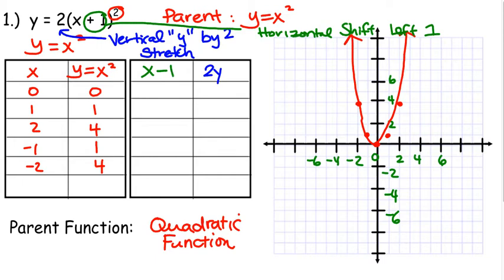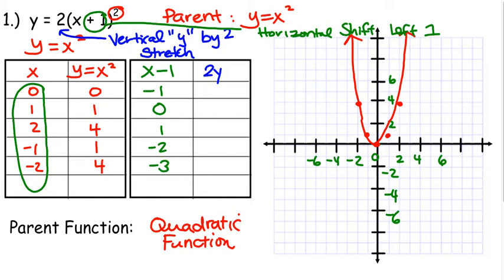All right, so now let's go ahead and find those ordered pairs. In this case, we're going to take all of these x values and subtract 1. So 0 minus 1 is negative 1. 1 minus 1 is 0. 2 minus 1 is 1. Negative 1 minus 1 is negative 2. And then negative 2 minus 1 is negative 3.